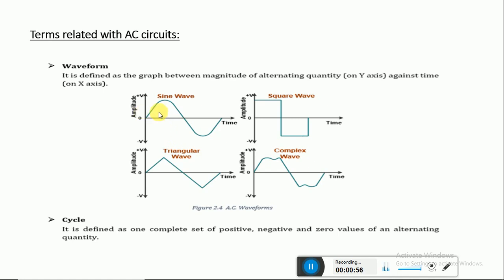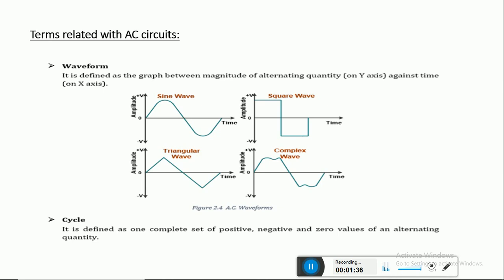Because we get this waveform on both sides, the positive side as well as the negative side, from the reference. This line indicates the reference line. From the reference line you can see that from above and from below you get signals on both sides. So these waves are called AC signals. A waveform is defined as the graph of the magnitude of an alternating quantity. This is the y-axis and this is the x-axis. On the x-axis you can see the time, and on the y-axis you can see the amplitude of the signal.